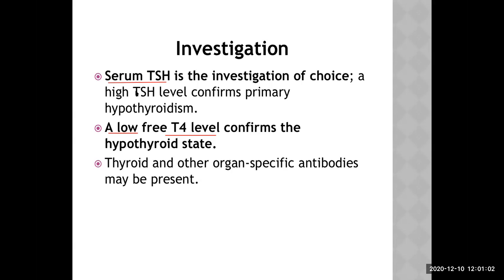Now, one small question here: if serum TSH is very high, which type of hypothyroidism is this? Primary. Exactly. This is primary hypothyroidism. And if serum TSH level is low, this is secondary, or central. Thyroid and other organ specific antibodies may be present, like anti-TPO. Anti-TPO antibodies, if they are present, then this is a clear-cut case of autoimmune thyroiditis.